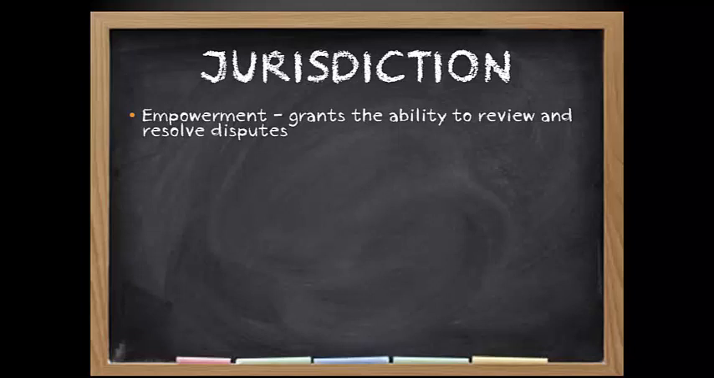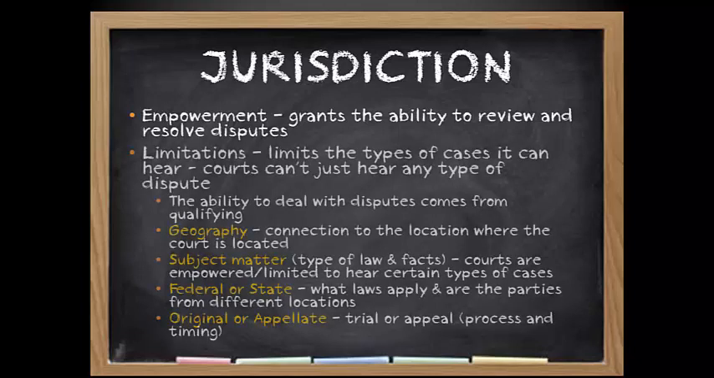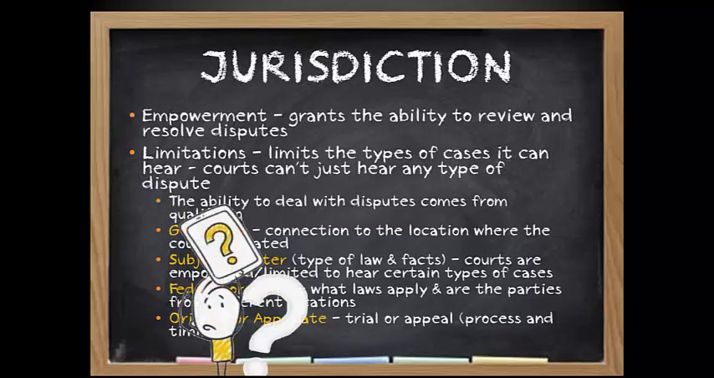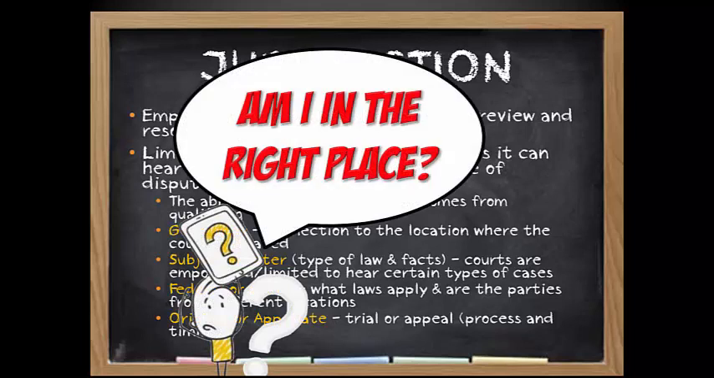Think of jurisdiction as a way of qualifying a court. It empowers courts to hear cases, and it also limits courts. It sets the boundaries. It also sets expectations. Geography, subject matter jurisdiction, federal or state jurisdiction, and original or appellate jurisdiction. These are categories of jurisdiction that help qualify and organize courts. Parties use these criteria to answer the question, am I in the right place? Courts just can't take any case, and you can't just go to any court to resolve a dispute. But there are some options, and you do have some choices of venues depending on what the case is about and who is involved.